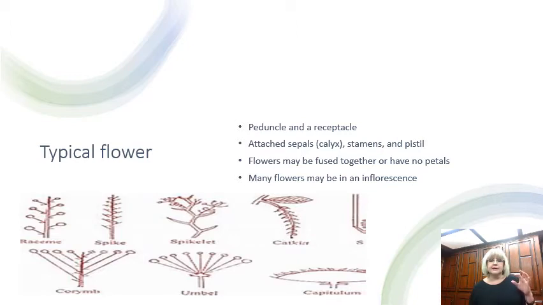Actually, when we talk about an inflorescence, we're talking about the center actually containing hundreds of smaller flowers that combine to create a cluster, and that's what's called an inflorescence. I put a few pictures down here on the bottom where you can see the raceme, the spike, the spikelet, the catkin, just a few of the examples.